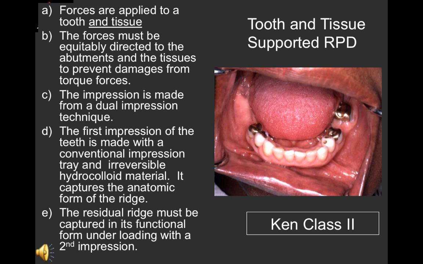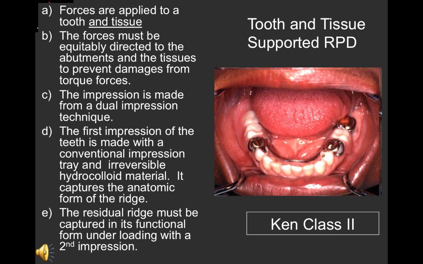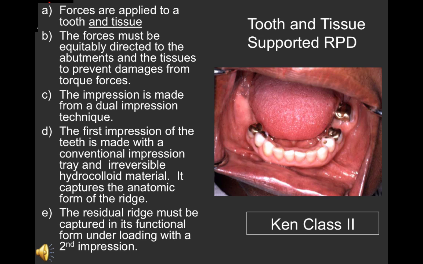Let's look at the tooth and tissue-supported RPD. When forces are applied to the tooth and tissue-supported RPD, the forces must be equitably distributed to the abutments and to the tissues to prevent torque forces to the abutment teeth and excessive pressure to the ridge at the distal end of the distal extension. To accomplish this, the impression is made using a dual impression technique.